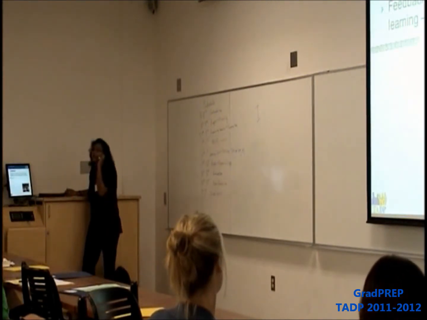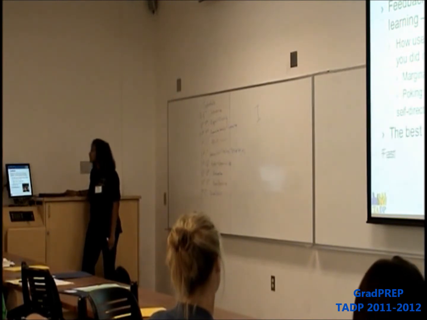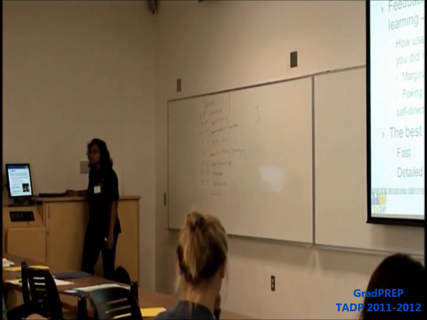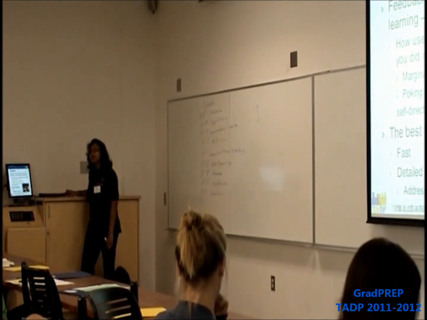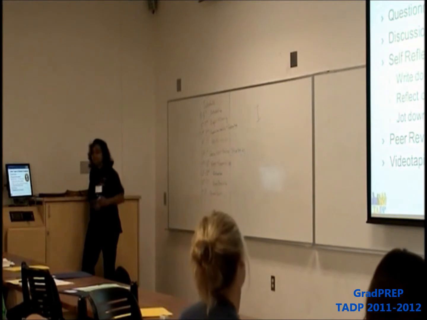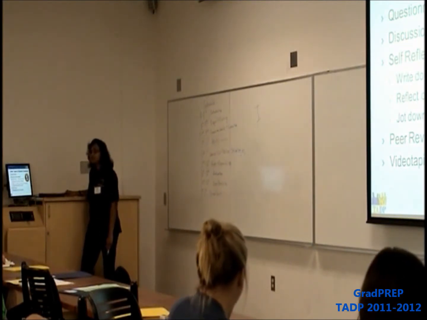So again, talking about feedback. We talked about how important feedback is, right? And so there are different ways of feedback, and the best feedback is fast and efficient, detailed and constructive. And there are various ways of having the feedback. These are some of the ways. Questionnaires, discuss openly with your students.